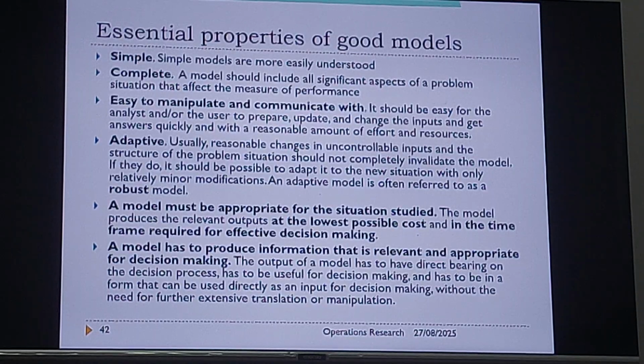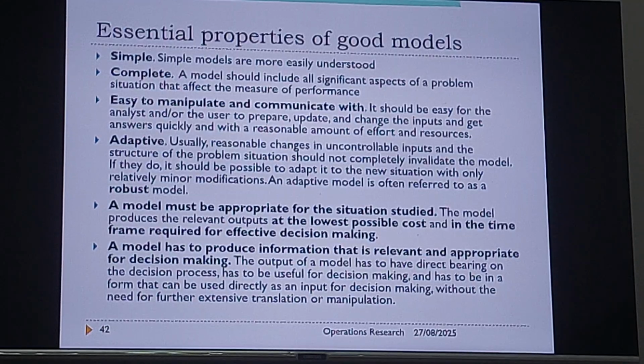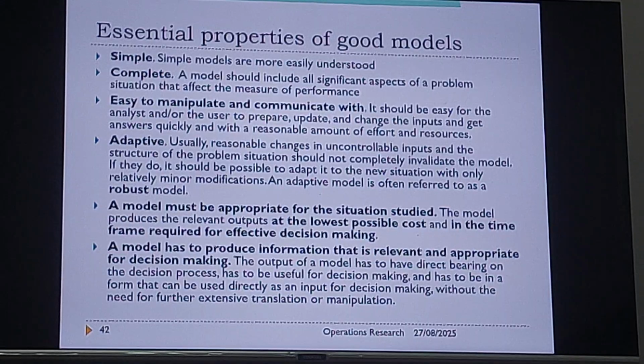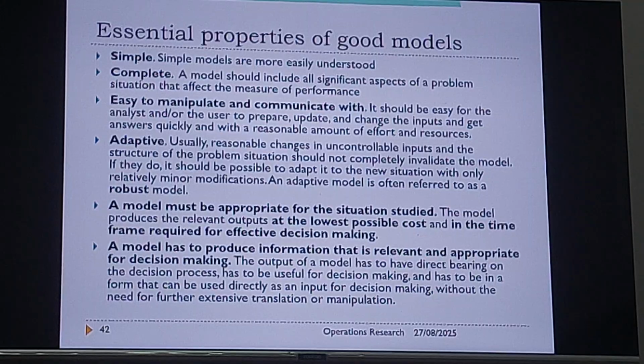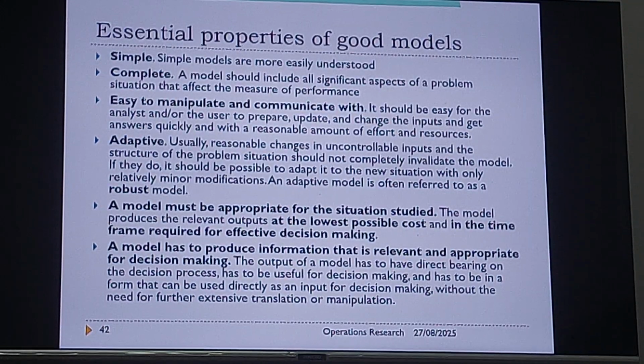So we have some properties of the model: it should be simple, complete, and adaptive. Adaptive means that if the problem changes, the model should adapt well. If the problem changes and you need to reform the model, then it's not so adaptive. It also has to produce information that is relevant and appropriate. You need to understand what you need to find out, so we don't need information that is not relevant. Say it's cost related, you need to find information about cost. What is related to the cost?